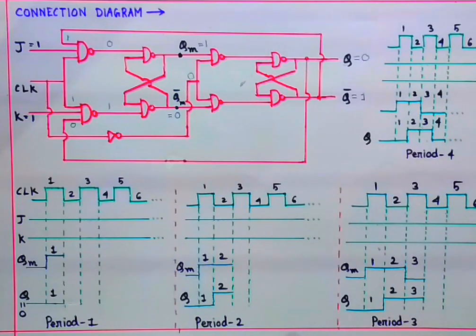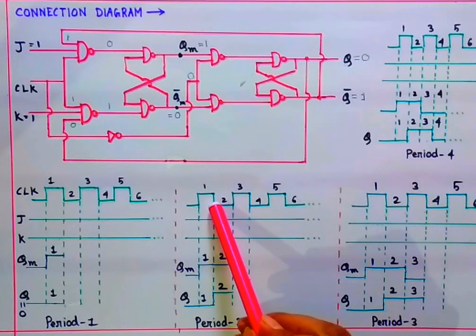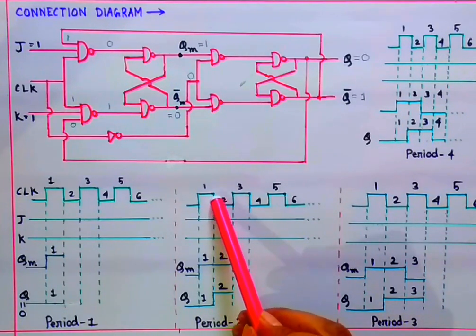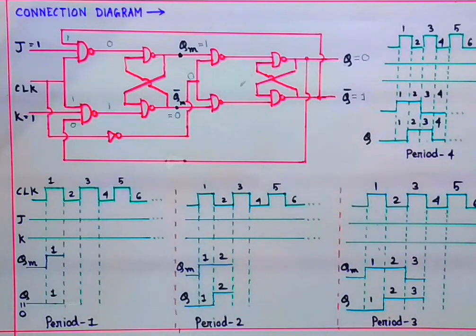Now I will discuss the output of master and slave flip-flop for period 2. That is my period 2. That means during period 2 the clock signal is low. During this situation I have to examine the output of master and slave flip-flop.